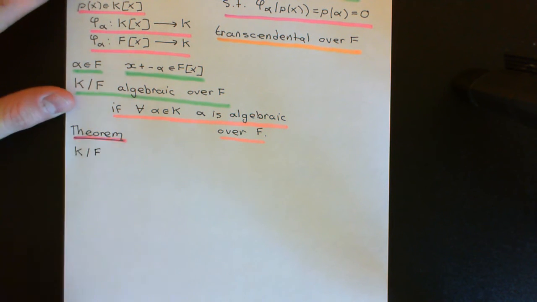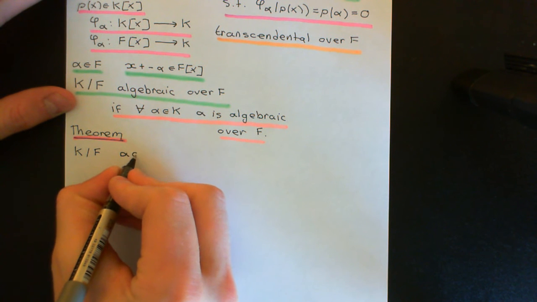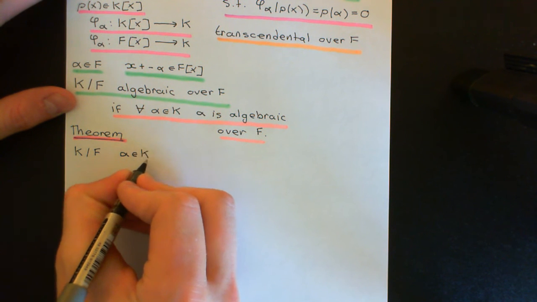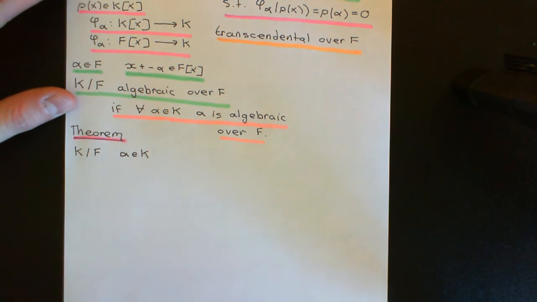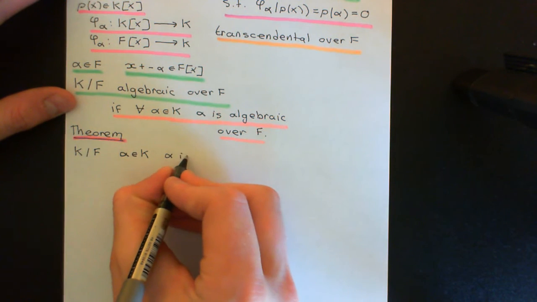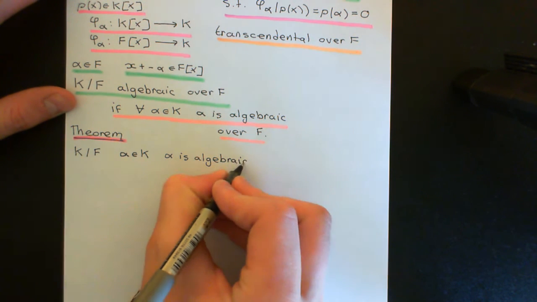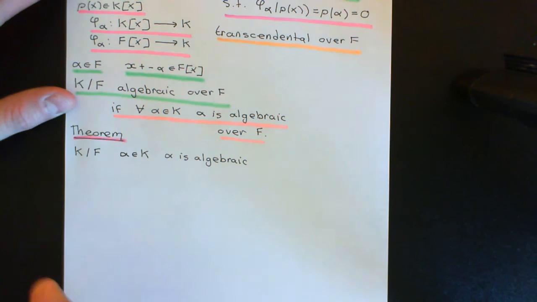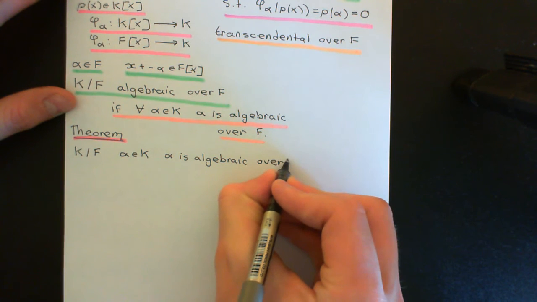So K is a field extension of F. And now we're going to suppose that we have alpha, which is an element of our larger field capital K, which is algebraic over F. Okay, so alpha is algebraic over F. What I want to show, or even at first define, is the concept of a minimal polynomial for alpha over F.